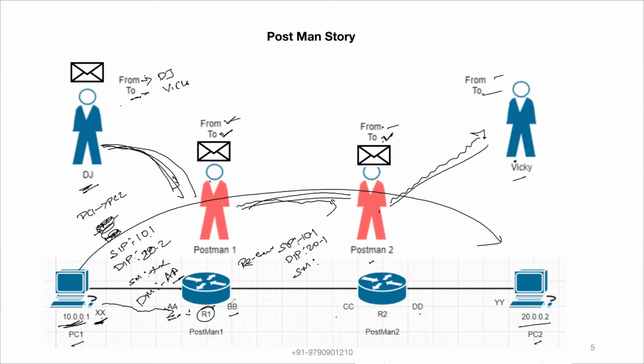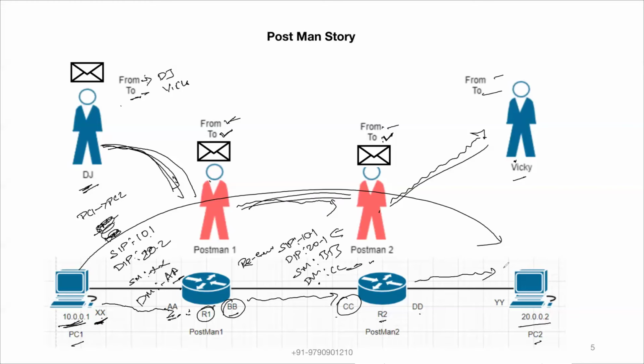Source MAC will be what? BB. Destination MAC will be what? The next hop MAC address. So traffic comes all the way here. R2 sees the destination MAC is my MAC. Oh great, I'll open the cover. But unfortunately inside, the destination IP is 20.0.0.1. I'm not 20.0.0.1. So I will check my routing table and I will again re-encapsulate the packet.